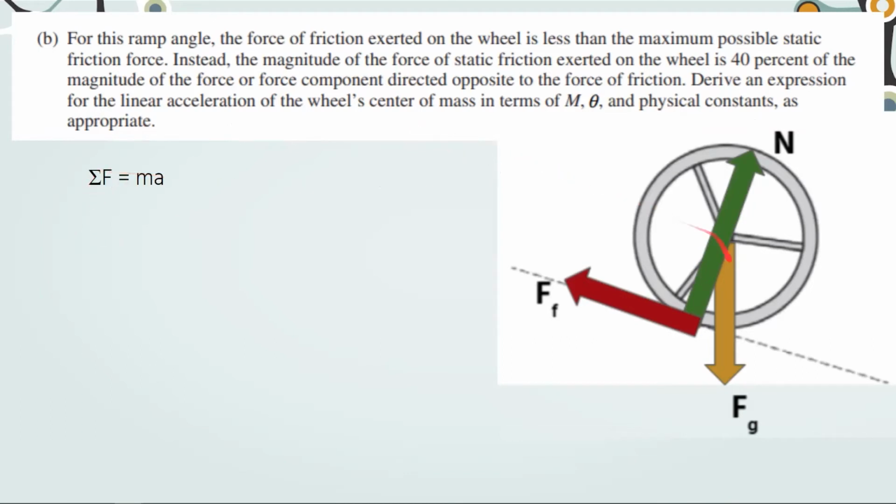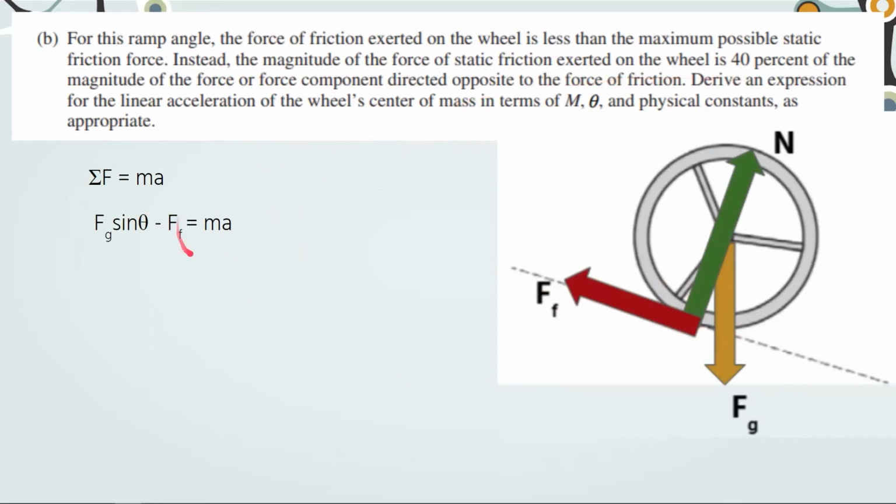Well, we're looking at the object going down the ramp. So let's focus on this direction. Going down, we have the component of gravity, which is Fg sine theta. And opposing this in the opposite direction is the frictional force. So all this is equal to mass times acceleration.